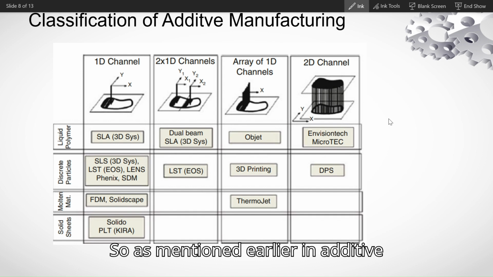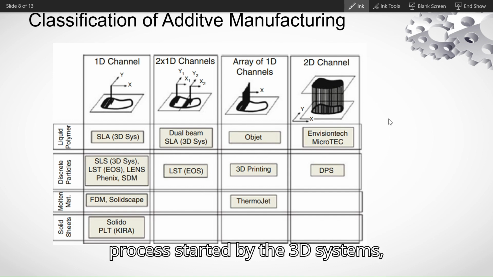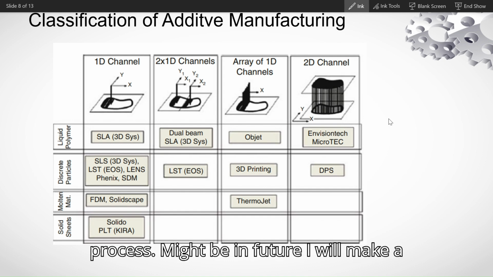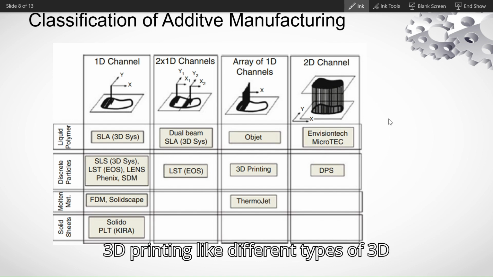So as mentioned earlier, in additive manufacturing there are different types of processes. You can use liquid polymer, discrete particles, molten material, solid sheets, etc. SLA, as I know, is the first process, started by 3D Systems. Stereolithography uses resin. You can study it in detail, it will be an interesting topic, all the different types of 3D printing processes. Might be in future I'll make videos on each and every process of 3D printing.